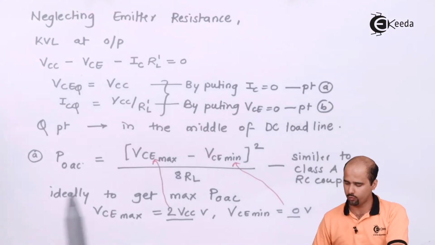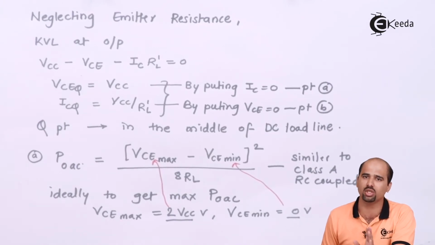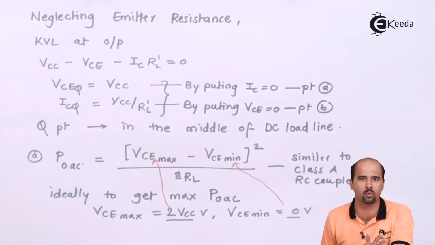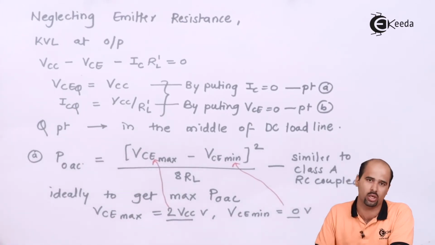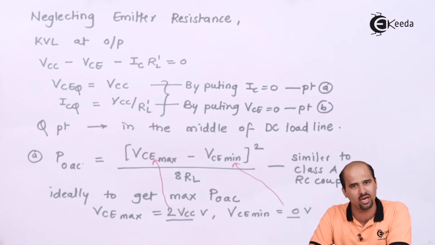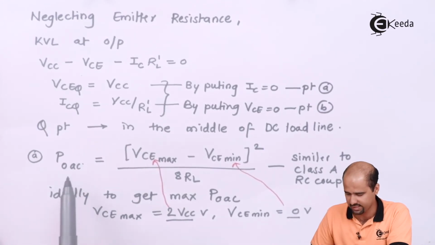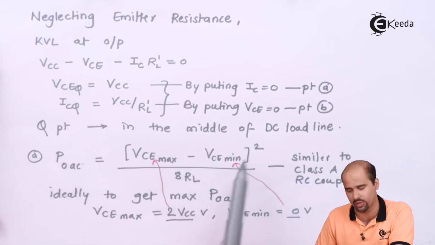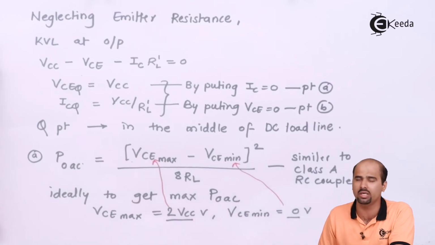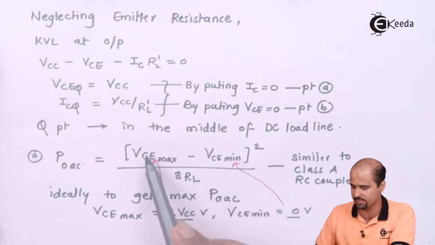Let's move ahead to find the POAC. As we have mentioned, we are not changing the position of the Q point as far as the complete output characteristics and DC-AC load line is concerned. Q point is in the middle of the DC load line, right? As far as this DC load line and output is concerned, we have just changed the value of the Q point parameters, not the position of the Q point. Now we will consider POAC is equal to VCE max minus VCE min, the whole square, divided by 8RL, as we have done in the class A RC coupled amplifier. The same procedure will follow and we reach this particular formula.